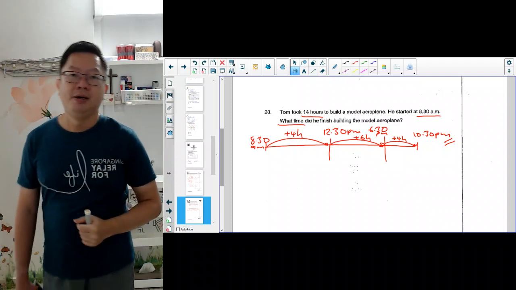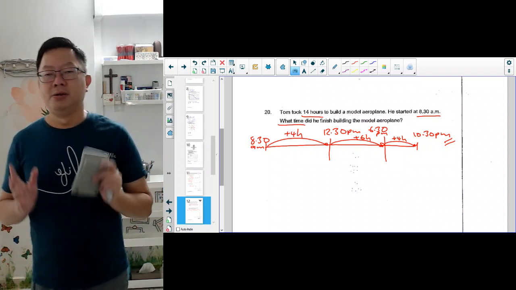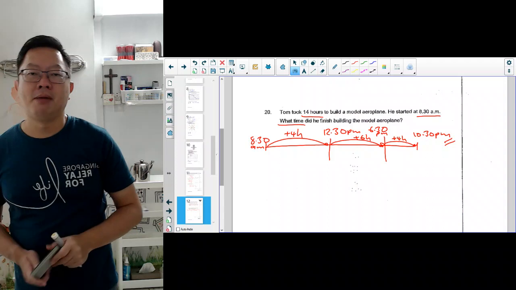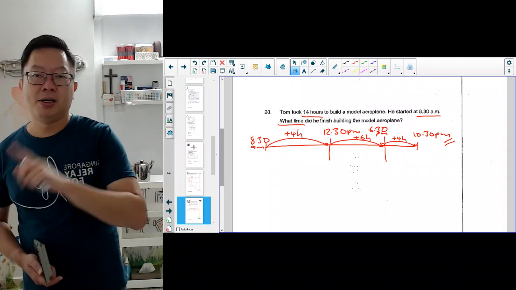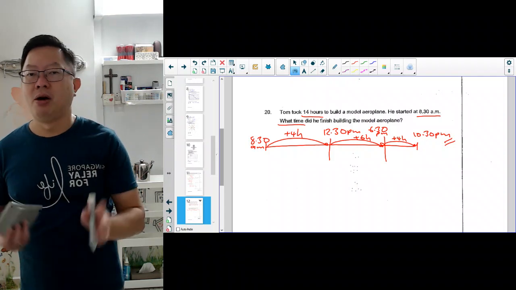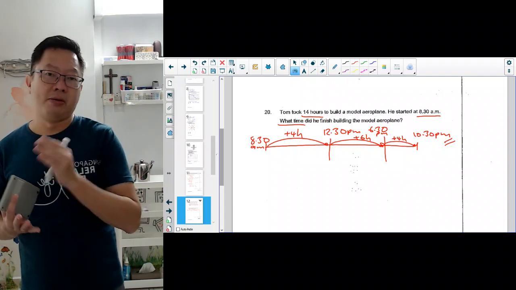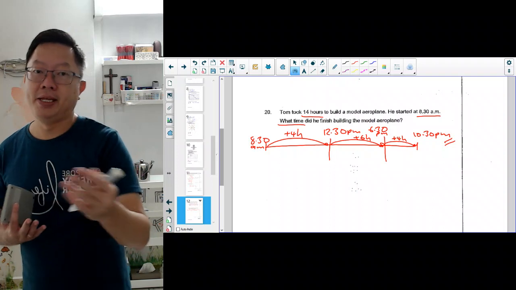Okay, so what's the lesson here is to have a timeline and break up the timeline into small jumps. We don't have a big jump, right? When we draw a timeline, we don't have a big jump. We always have small jumps so that we can be more careful to get the answer.